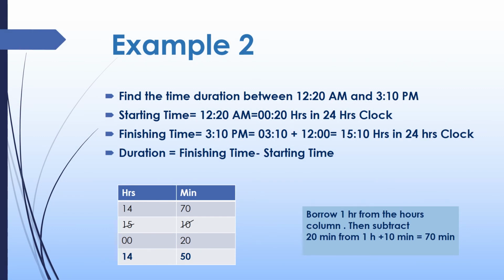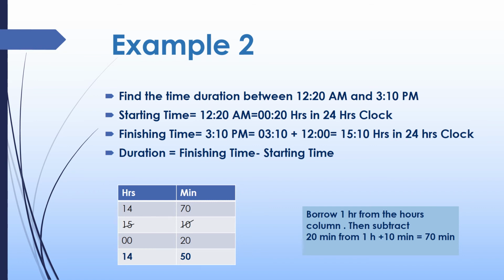Let us see another example. Find the time duration between 12:20 a.m. and 3:10 p.m. Starting time here is given as 12:20 a.m. Now you have to change to 24-hour clock time, so it will be 0020 hours, because in 24-hour clock time 12 midnight is written as 0000 hours. Finishing time is 3:10 p.m. So in p.m. you have to add 1200 hours. So 0310 plus 1200 will become 1510 hours in 24-hour clock time.